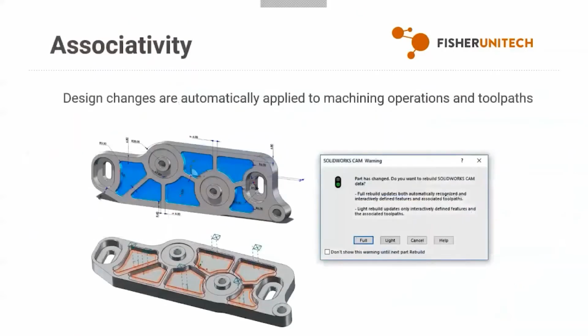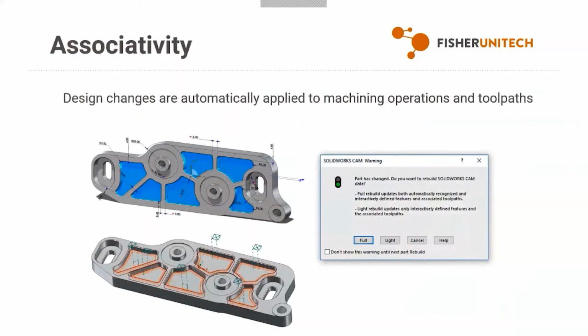One of my favorite things about SOLIDWORKS CAM is its full associativity. Because it's embedded inside SOLIDWORKS, if I make a change to the design, the toolpath will update. So I can change a wall thickness of a pocket, and since the toolpath is fully associated with the model, all it takes is a simple rebuild, and the toolpath updates to the design change.